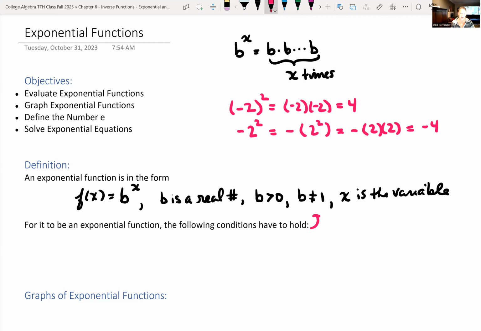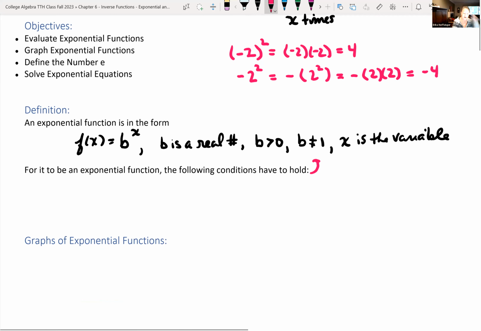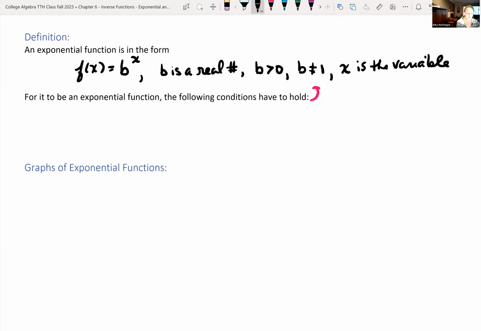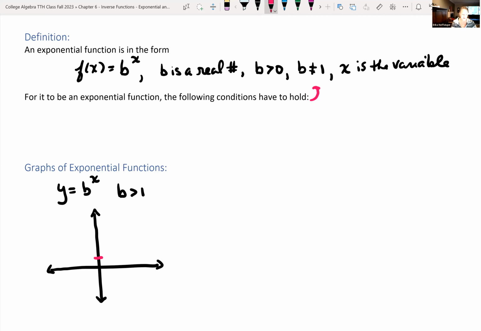Okay, so let's look at the graph of exponential functions. There's 2 different shapes that you're going to get when you're graphing an exponential function, depending on your value of b. So if we have y is equal to b raised to the x power, and your base is greater than 1, when you graph this, you're going to get the following shape. Well, any number raised to the 0 power, except for 0 raised to the 0 power, is always 1. So we're going to have a point here at 0, 1. And this function looks like this.